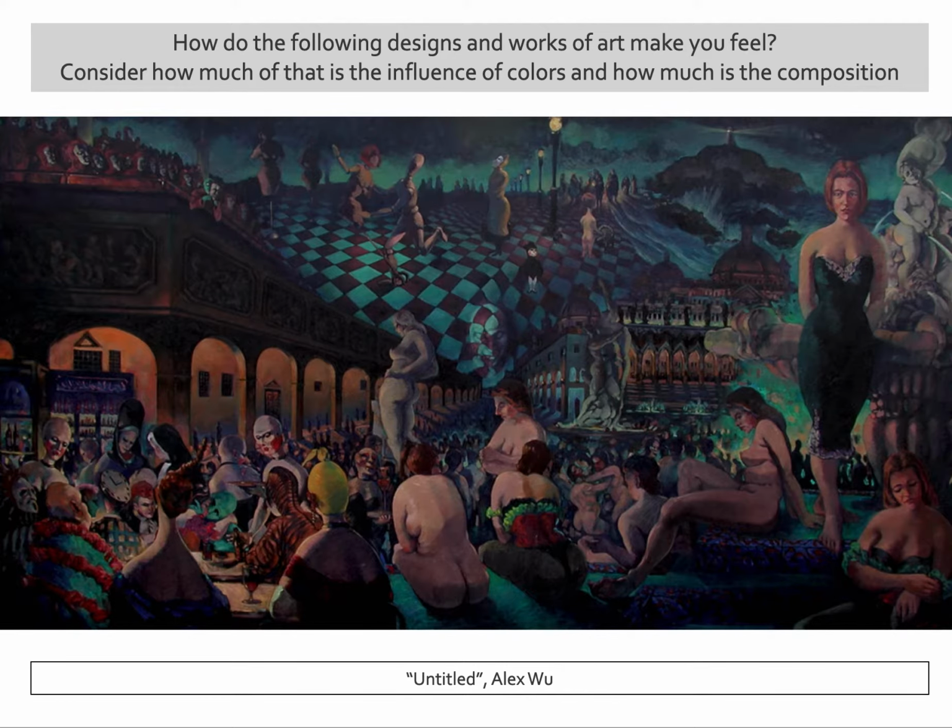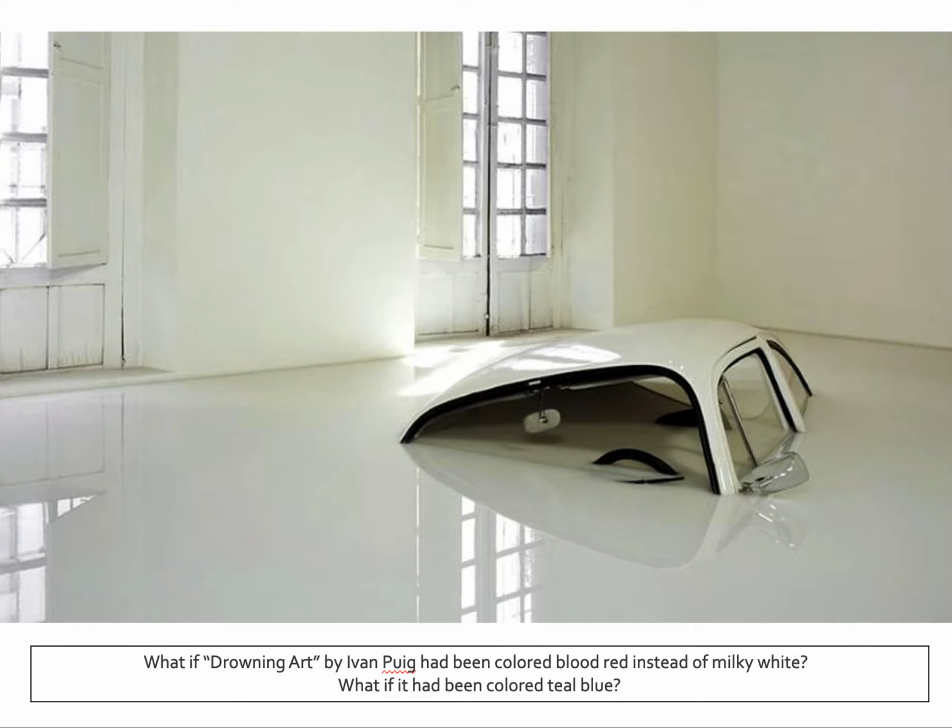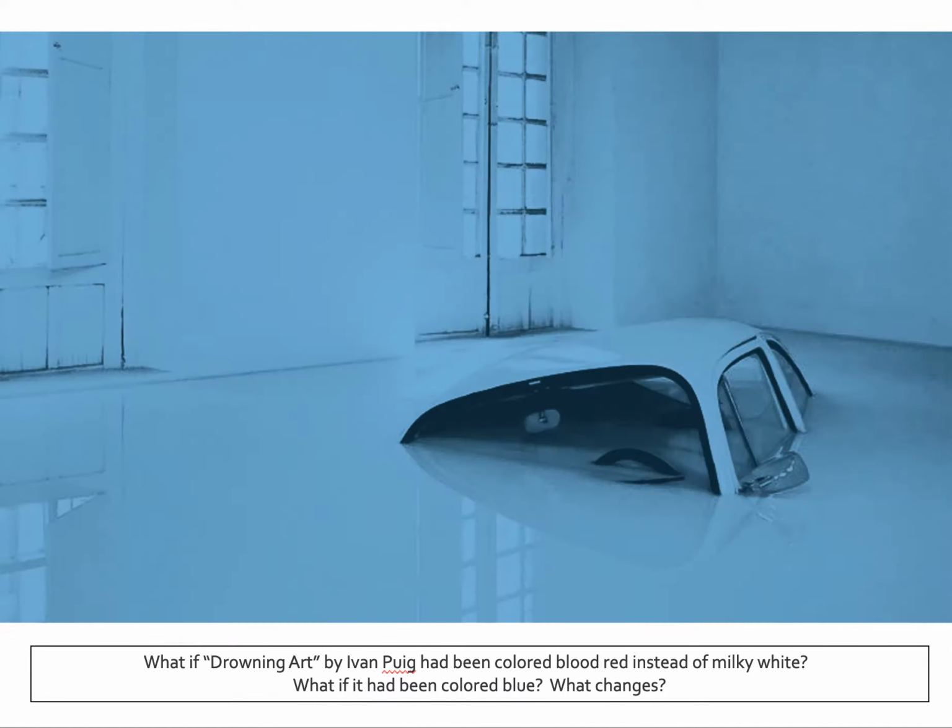So when you look at these works of art, how do they make you feel? Consider how much of that is the influence of colors and how much is the composition. So here we could look at this and start to pick out what are the main colors. How do those colors impact the way we feel when we look at them? What about this work? What if Drowning Art by Ivan Puig had been colored blood red instead of milky white? What if it had been colored teal blue? Would that change how it makes you feel?